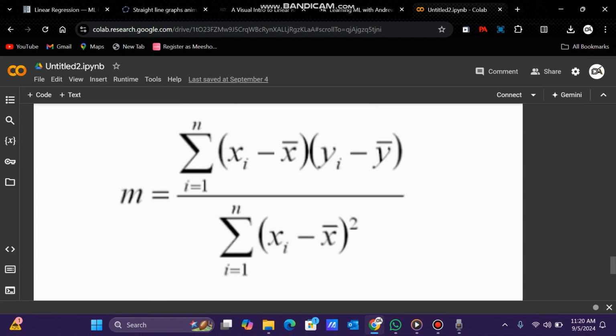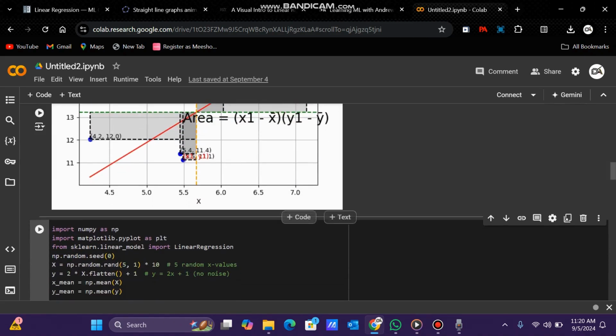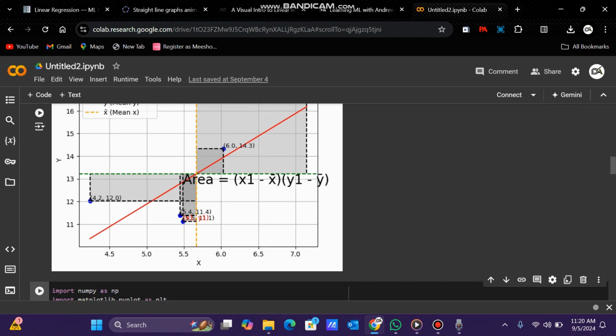Generally, the area of the rectangle is less than the sum of the area of squares, so the value goes from 0 to 1, but I say generally, not every time. So this is all about the derivation of the slope, how we calculated slope from the areas of rectangles and squares. All right.